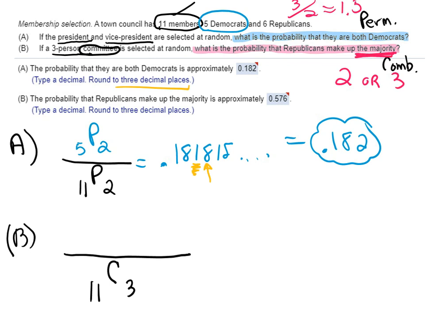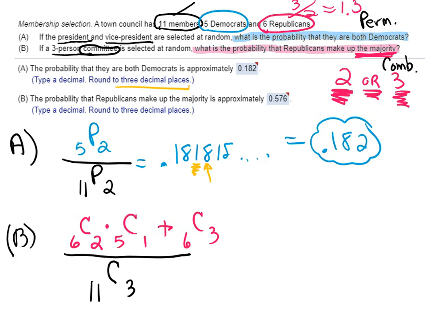So I've got 2 combinations here. For the first one, if I'm looking at 2 people, there are 6 Republicans. So I need 6C2, any 2 Republicans. However, I also have to have 1 person from the Democrats, and there were 5 Democrats. When it says or, that's where you put in the plus sign, and then if all 3 are Republicans, that would just be 6C3.